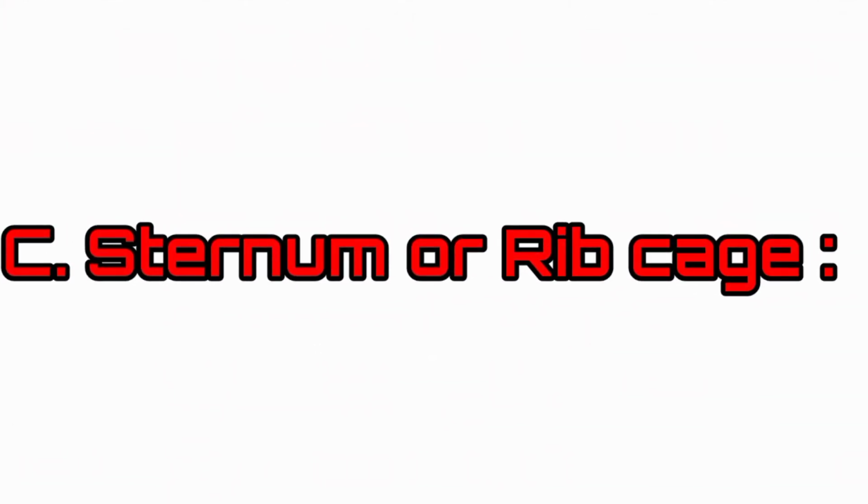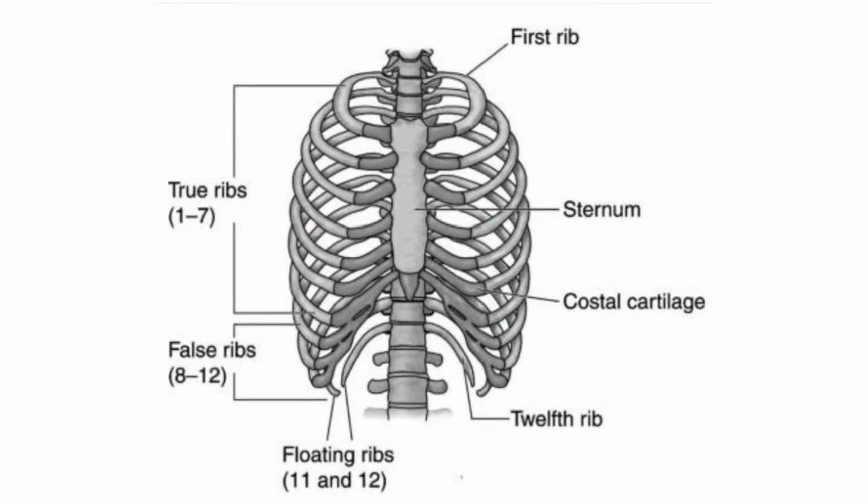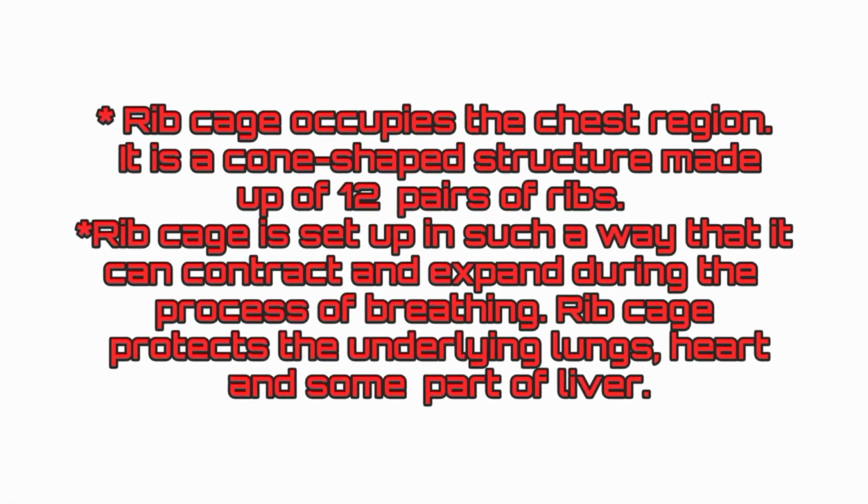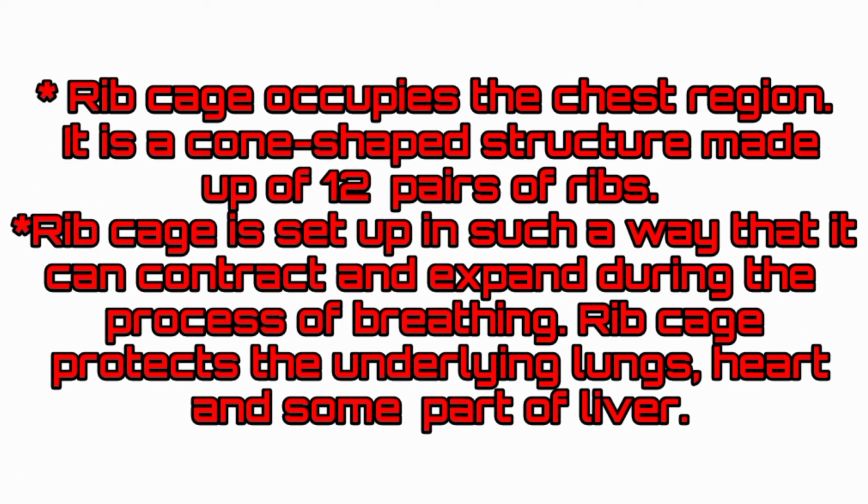Sternum or ribcage. The ribcage occupies the chest region. It is a cone-shaped structure made up of 12 pairs of ribs. The ribcage is set up in such a way that it can contract and expand during the process of breathing. The ribcage protects the underlying lungs, heart, and some part of the liver.